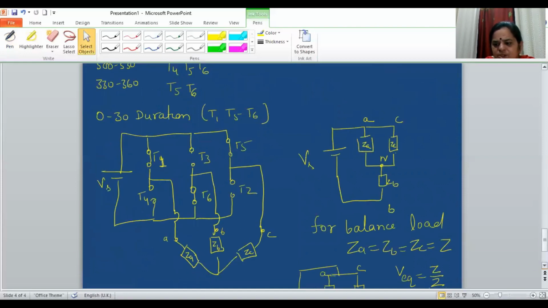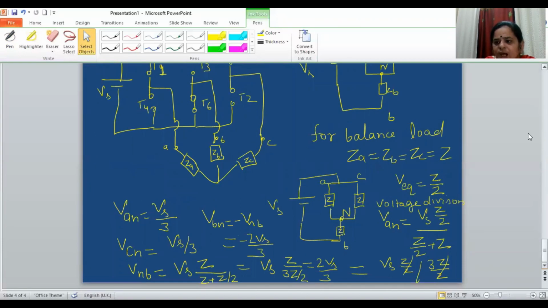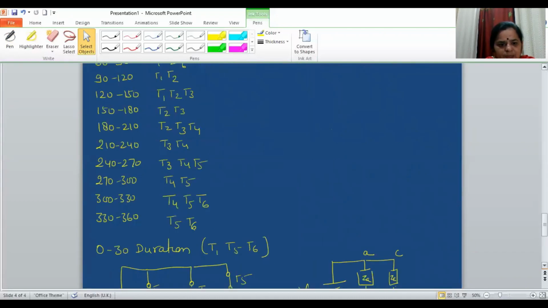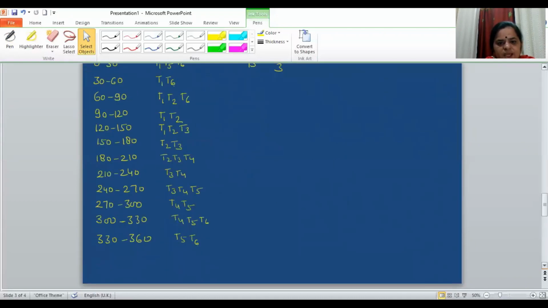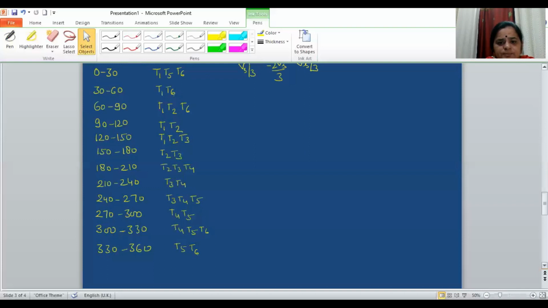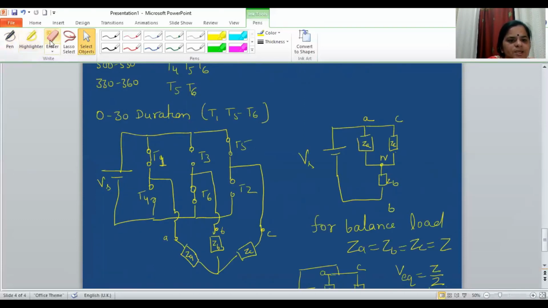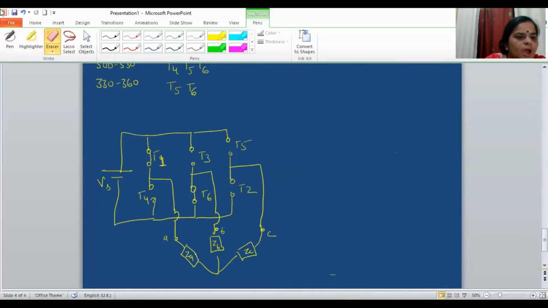Now let us try to calculate for 30 to 60. So for 30 to 60, how are we going to calculate? So let us rub this. Now the next duration is 30 to 60. So in the 30 to 60 duration, which SCRs are conducting? T1 and T6. So this will be the diagram. Now T1 will be short circuit and T6 will be short circuit.